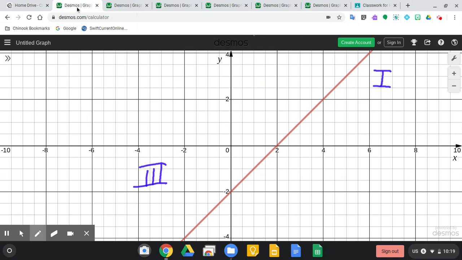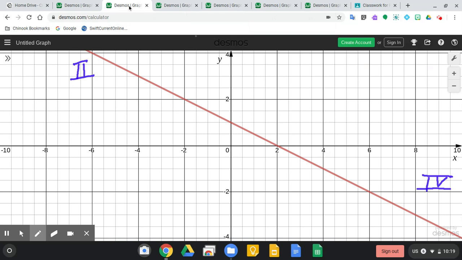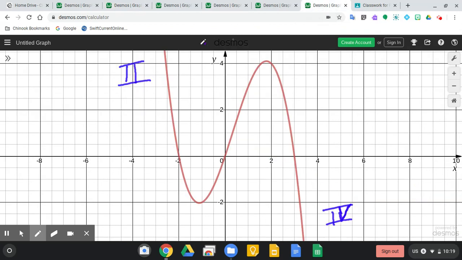Here was the first line we did. It started in quadrant 3, ended in quadrant 1. This was the first cubic we did. It started in quadrant 3, ended in quadrant 1. The second line we did, the decreasing one, started in quadrant 2, ended in quadrant 4, and the last cubic we did started in quadrant 2, ended in quadrant 4. That is the same. So the question is, what's the connection?